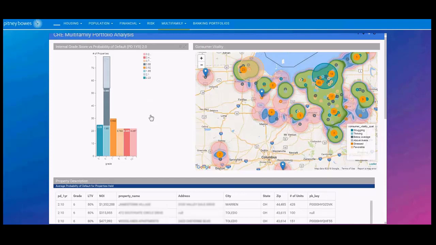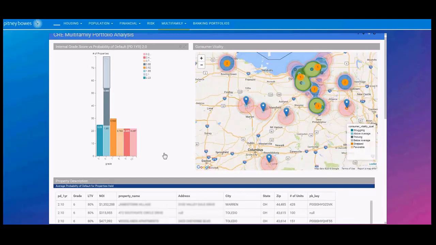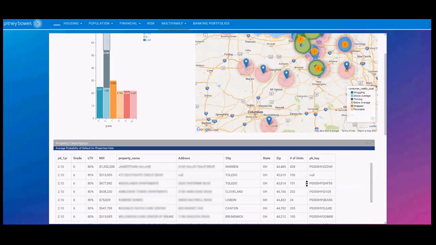And this is one of the great things about Arcadia Data. Now I have linked my geospatial analysis directly to only show me, by risk bucket, by score, only the properties that fall into that category. So now when I go down below, I can drill down further into those properties.